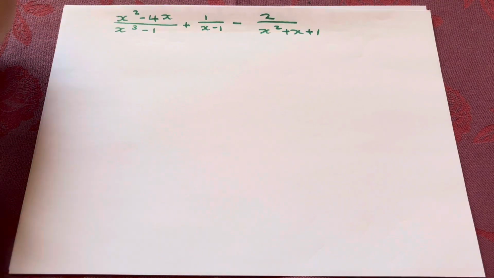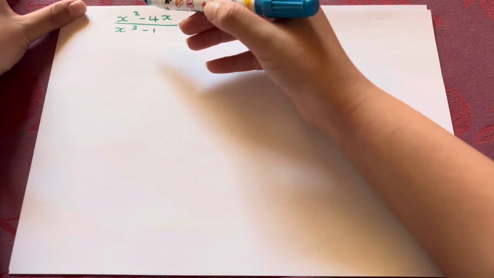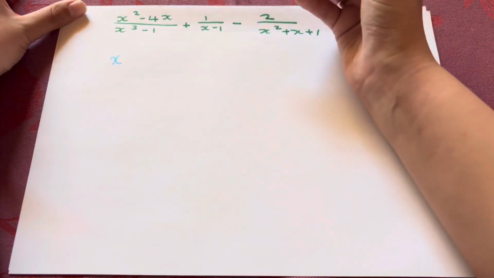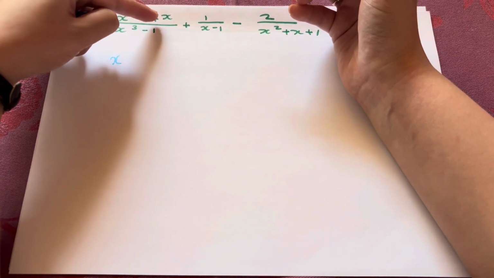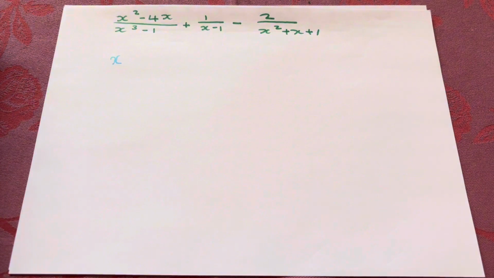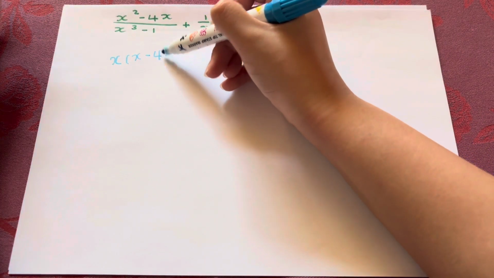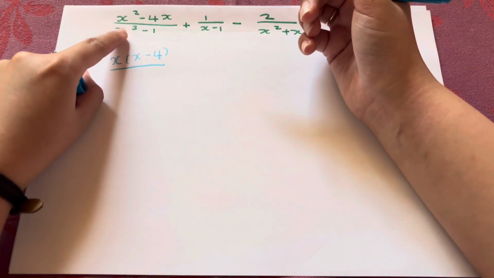We start off by factorizing the separate parts. Amongst the first numerator here, there's a common factor. So if I pull x out, what am I left with? x minus 4. There we go. And in the denominator, this is a difference of cubes.